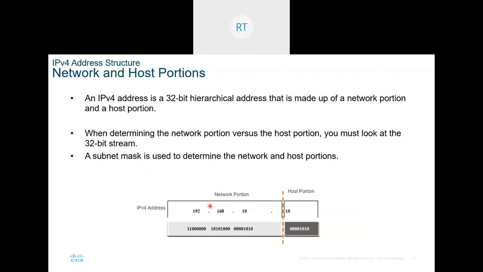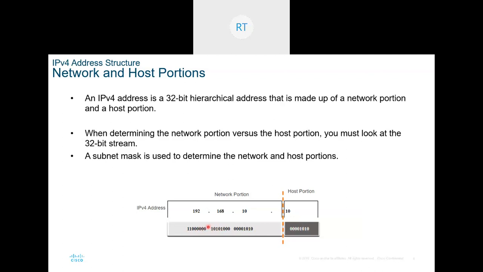Let's look at an example here. An IP address is a 32-bit hierarchical address. Here you go: 8 bits, 8 bits, 8 bits, and 8 bits. That makes 32 bits. Each of these groups of 8 bits is known as an octet. So this is an octet, this is an octet, this is an octet, and an octet. Those are 4 octets.